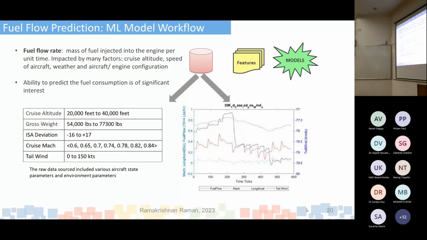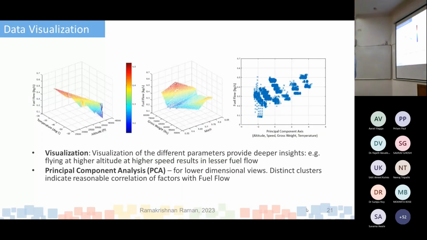So the first part is looking at, for example, the graph you see here, which looks at various combinations of speed, the fuel flow that is happening, the tailwind conditions, accelerations, decelerations, all of that. What is the kind of fuel flow that is happening? Then you need to start visualizing this data to see if it matches your physics-based understanding. For example, flying at lower altitudes with higher weight is going to consume more fuel than flying at higher altitudes at a faster speed. You have to first see if the data matches the physics, because the ML model is not going to understand any of that. It's just going to give you the data points. That's where data visualization comes in.